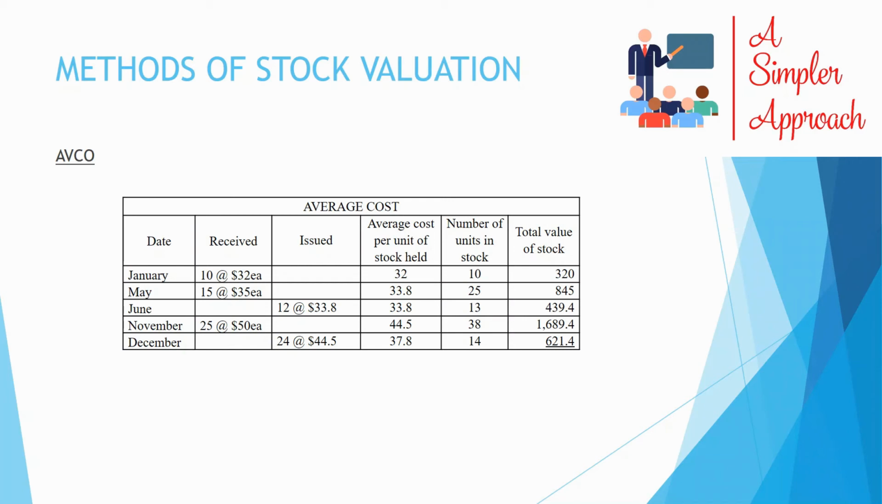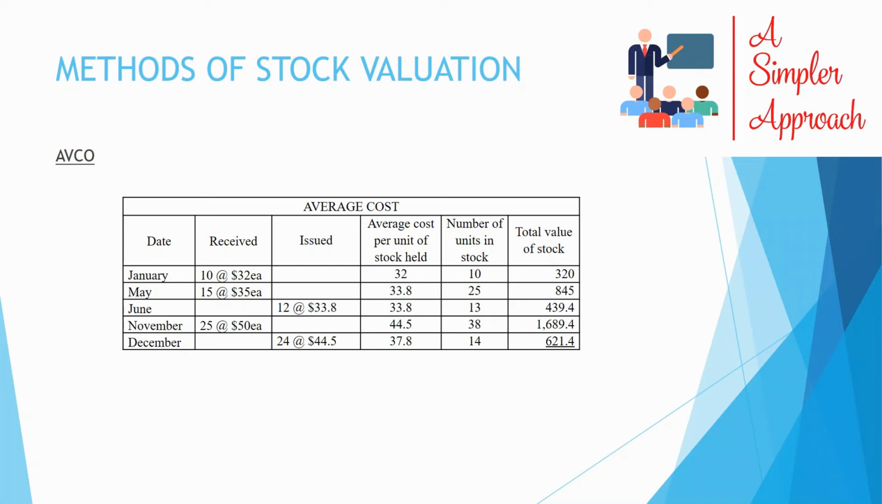From June, 439.4. So, if we just bought $1,250 worth of goods and we had 439 there before, the total of what we now have is 1,689.4. Okay?